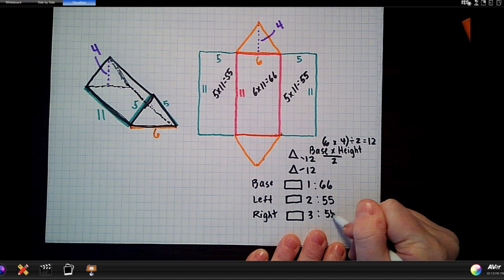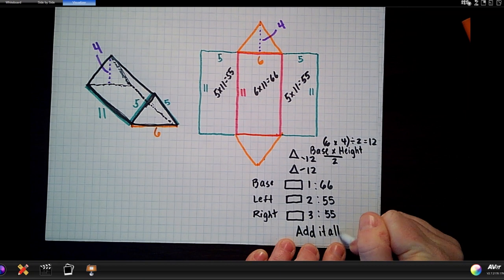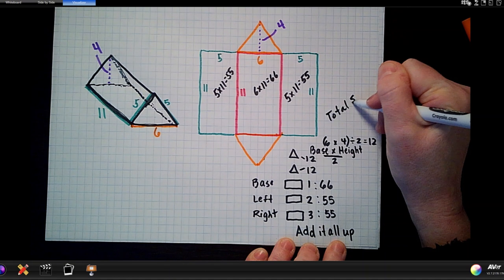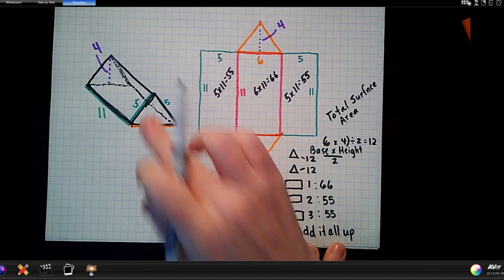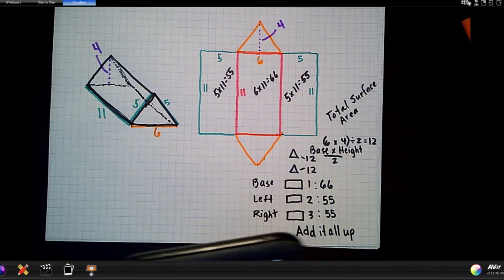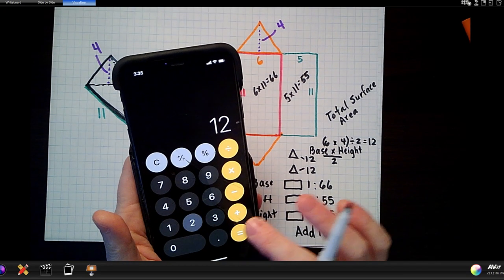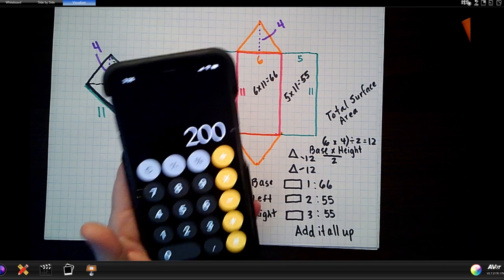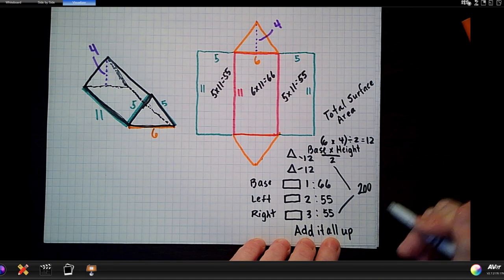Now I'm going to carefully add it all up. I'm adding it all up because I need the total surface area. The total surface area. So that means I need the area of every single side of the prism. All right, so let's pull out my calculator, and here we go. 12 plus 12 plus 66 plus 55 plus 55. And that equals 200. So all together, our surface area is 200 units.